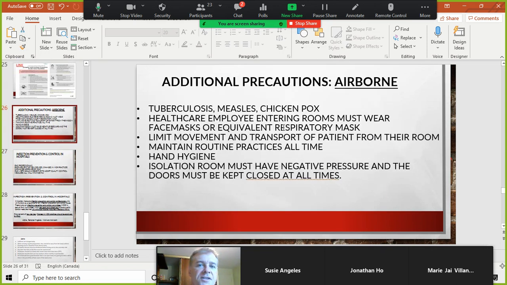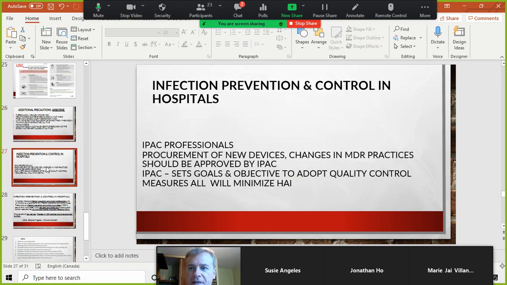Additional precautions there. Airborne: TB, measles, chickenpox. Different precautions. The isolation room must have negative pressure, and the doors must be kept closed at all times. All these different things here. And I just wanted to show you guys these, okay?